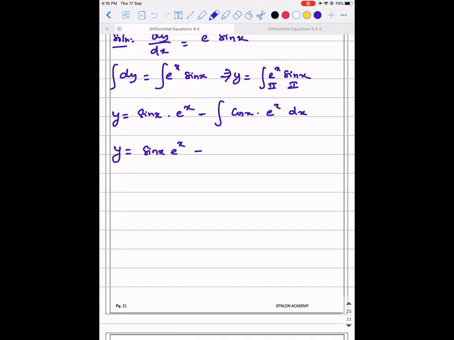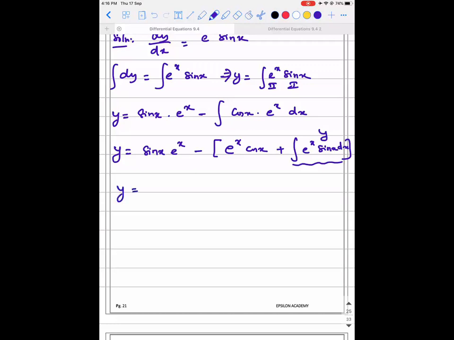So after solving, we will get e power x sin x minus, in a bracket, e power x cos x minus, in a bracket, integral of e power x cos x, plus integral of e power x sin x dx. But integral of e power x sin x dx is nothing but y.